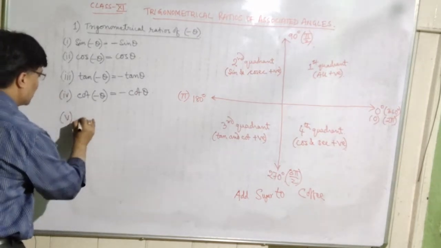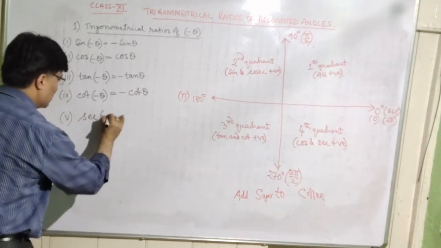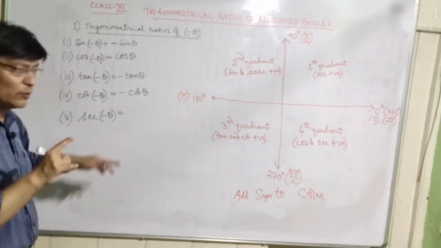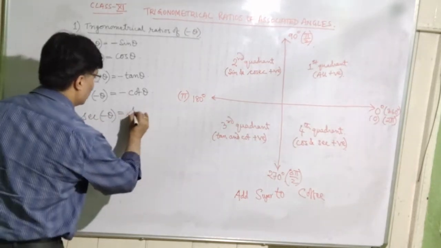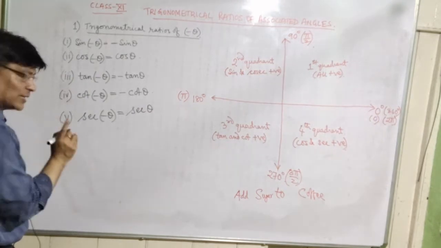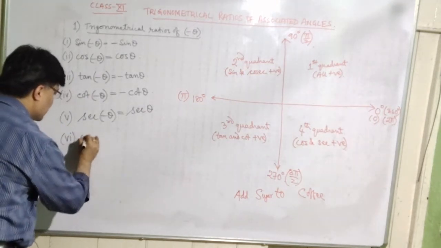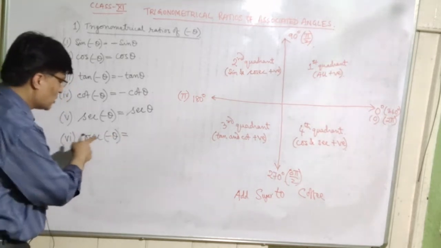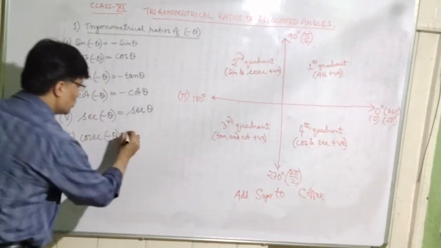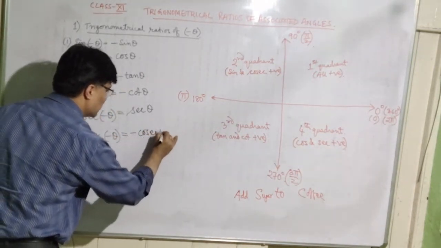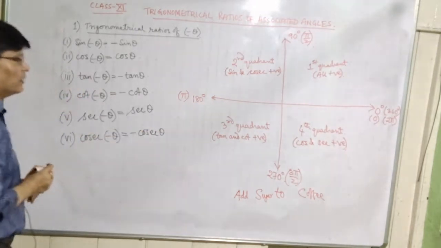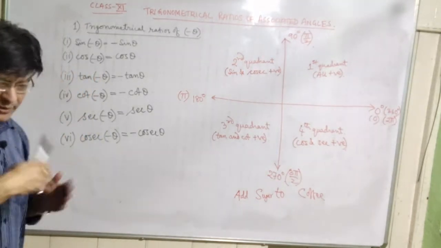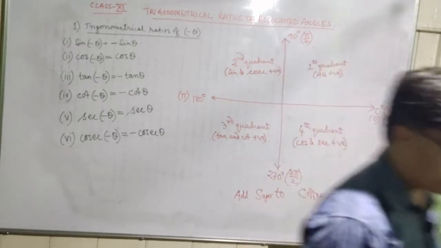Next, number 5 is sec of minus theta. Minus theta lies in the fourth quadrant. In the fourth quadrant, sec is always positive, isn't it? So its formula will be positive sec theta. Next, number 6, cosec of minus theta. This is minus cosec theta because cosec is negative in the fourth quadrant. So I think you have understood it. Okay, you can copy it. Now we'll do another formula now.